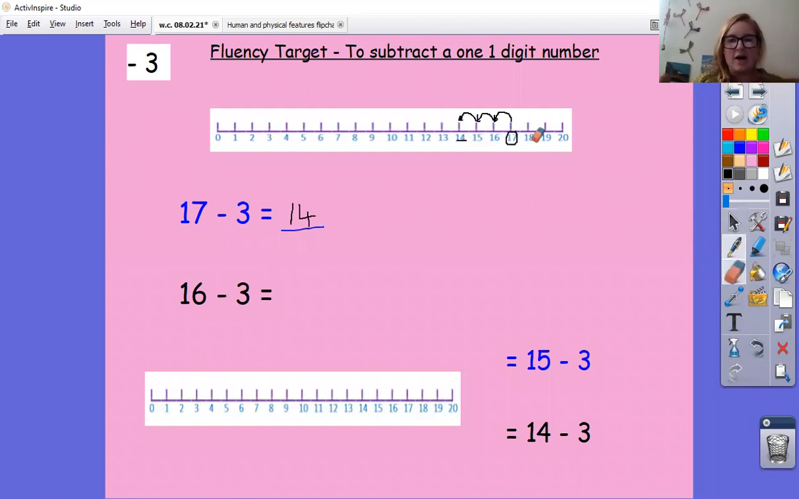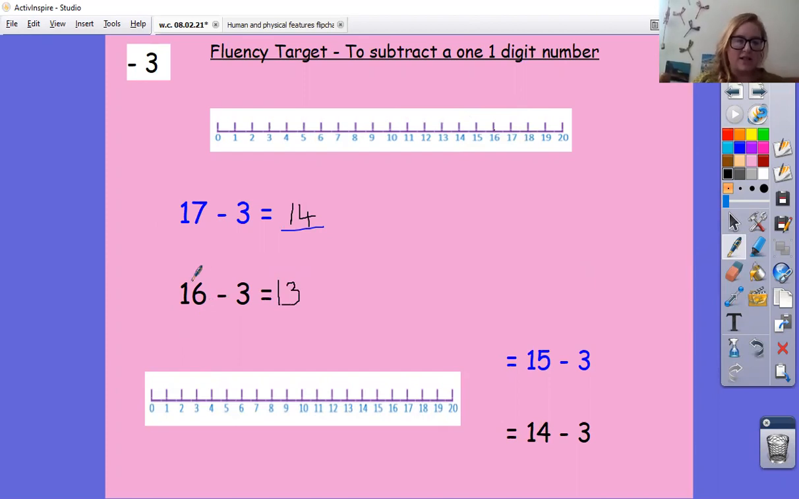Fantastic. Okay, I'd like you to pause the screen and have a go at the other 3 and come back when you're ready to check them. Brilliant. Okay, let's have a look. So 16 subtract 3. I could circle 16 and draw my arrows on, but instead I know I can just count back 3 spaces. So I know 16 is here, and 16, 1, 2, 3. The remaining part is 13. So 16 subtract 3 equals 13.